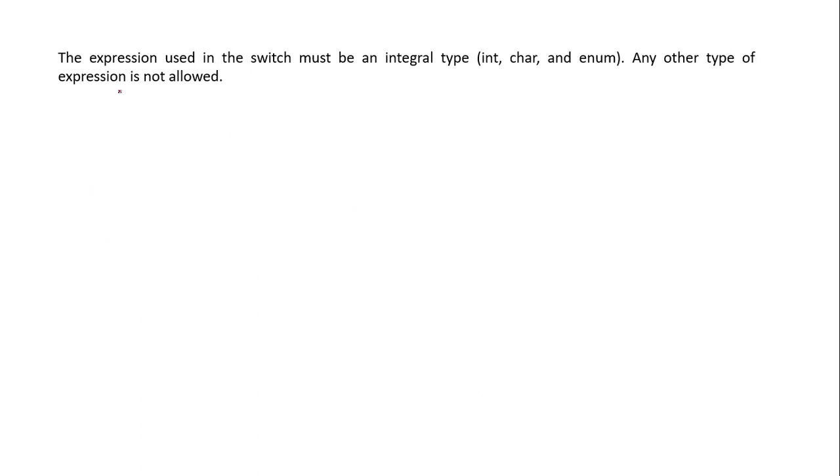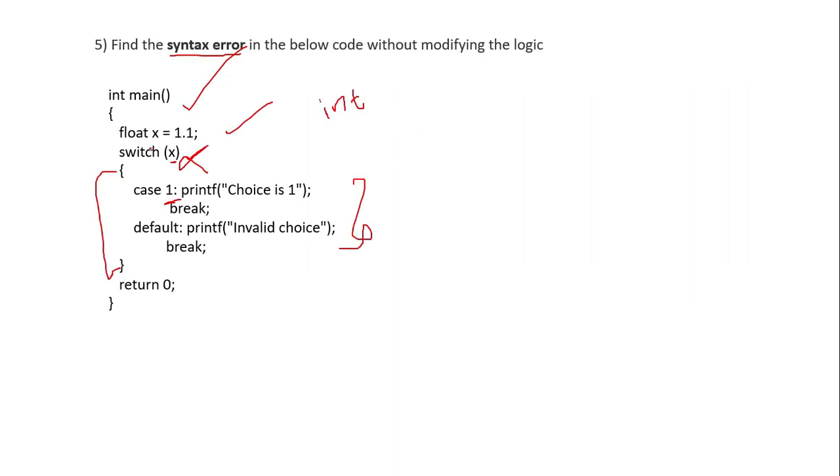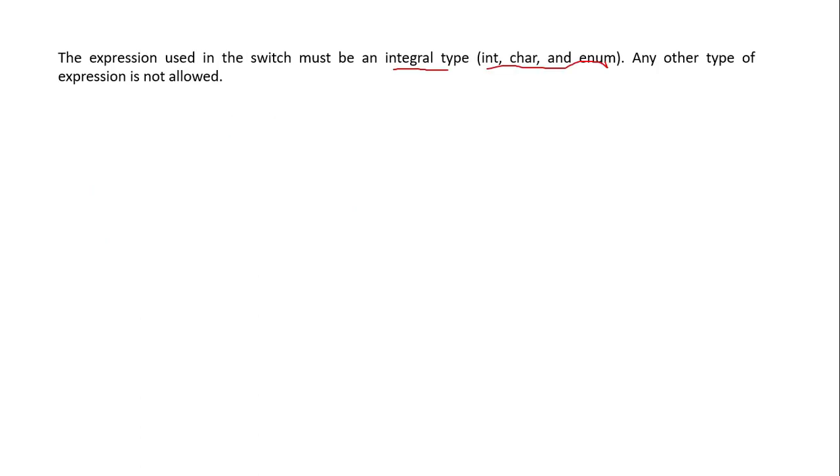So you can see here the expression used in switch case must be of integral type, either int or char or enum. Enum is a user defined data type. I'll tell you in my further videos. Any other data type is not allowed. Here we used float, but int should be used as the parameter to switch case. So float should not be used. That is the error. So this question is very easy.